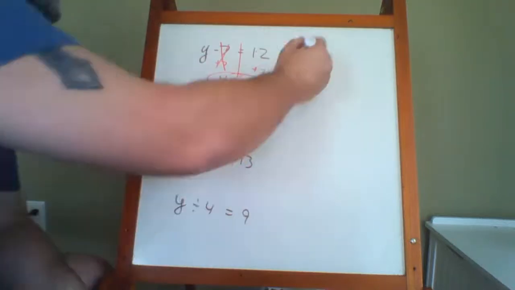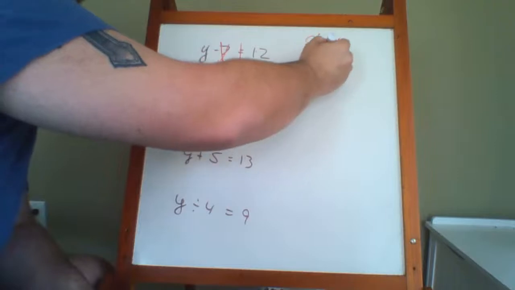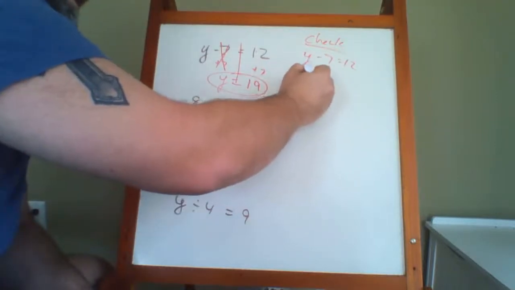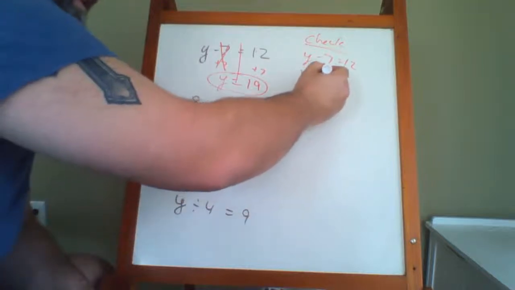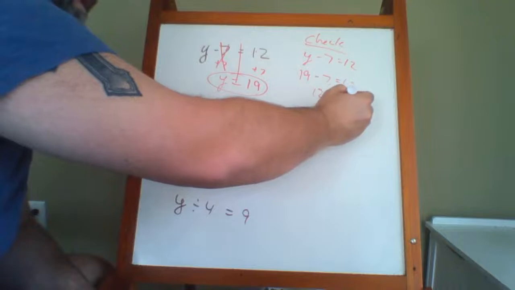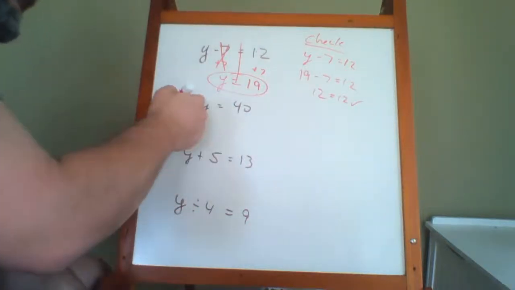Now we're going to check and see why that actually makes sense. The equation said y minus 7 equals 12, but now we know that y is 19, so we plug it in. That's what we were doing before. So 19 minus 7 equals 12, and 19 minus 7 does equal 12. So 12 equals 12. It checks, and it works. So again, we're just doing the opposite.